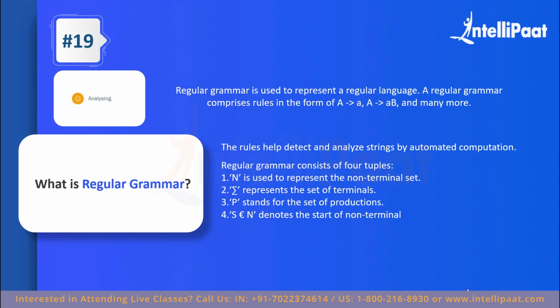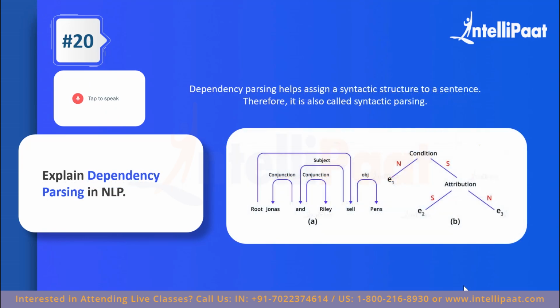Regular grammar consists of 4 tuples. N is used to represent the non-terminal set. Sigma represents the set of terminals, P stands for the set of productions, and S belonging to N denotes the start non-terminal. So this is about regular grammar. Now let us move on to the next question.